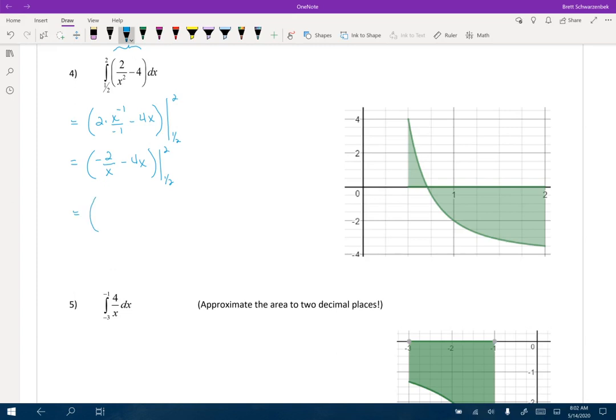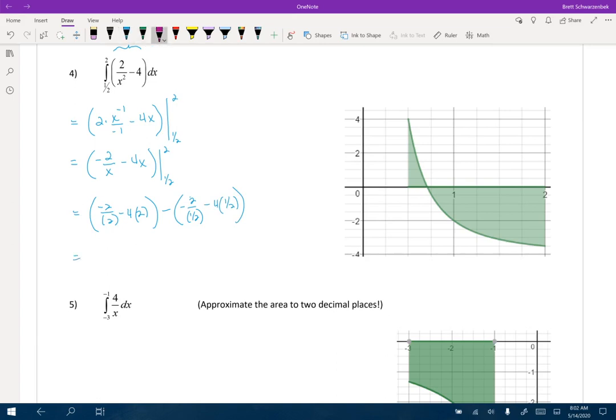We're going to plug 2 first into our function. Then we're going to subtract, plugging 1/2 into our function. All right, just like that. So what kind of values do we get? Why don't we do a little mini math here?